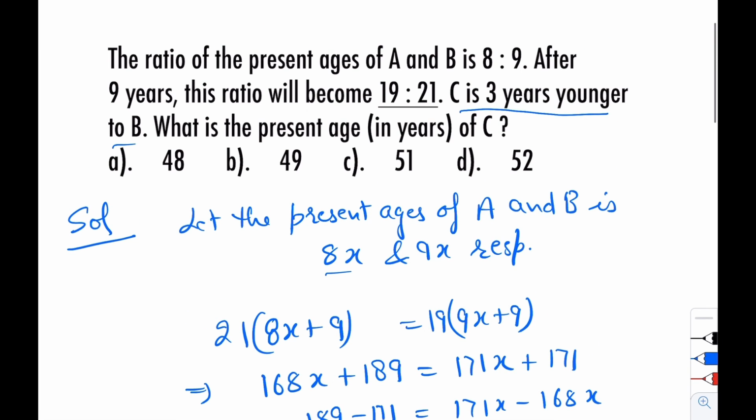Therefore, C is the correct answer, 51 years.